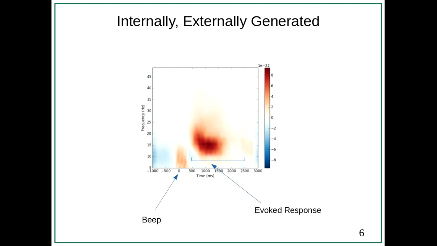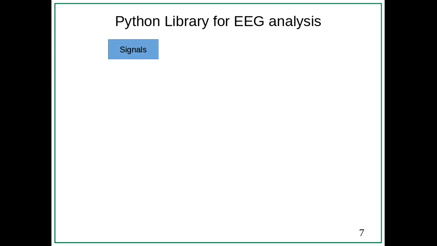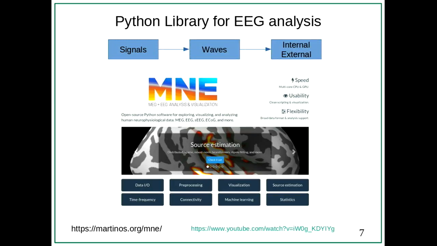about 300 milliseconds to 2000 milliseconds after the beep, some properties of the waves are increased, and they call it an evoked response. So the Python library, as far as I can tell, to look at all of these waves and all of these different properties is called MNE-Python. And this is what I try to use quite a lot.